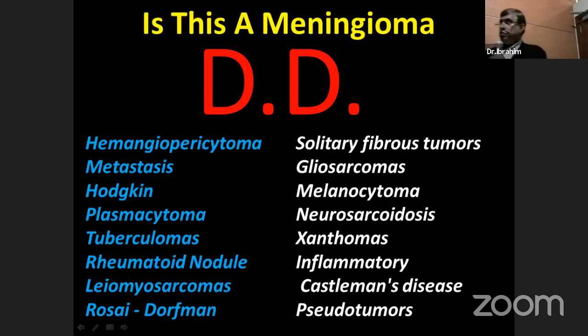What's the differential diagnosis of these cases? Petroclival meningiomas. Look at this. Huge. Why do we persist in saying this? Because if you just think of meningioma, your brain will get rusty. You will not think of anything else.